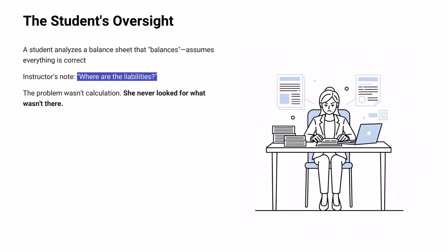A student reviewing a financial summary for a class assignment sees that the balance sheet balances, so she assumes everything must be correct. She writes her analysis without questioning what might be missing. When she gets the assignment back, the instructor's margin note says simply, "Where are the liabilities?" Only then does she notice that the summary included assets and equity, but omitted all liabilities entirely. The numbers balanced because liabilities had been left out and various numbers had been fabricated.